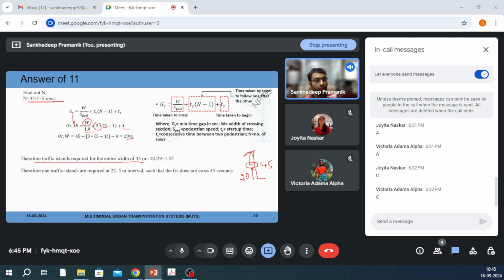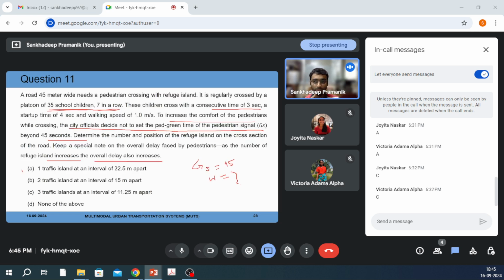So by providing only one refugee island, our condition will be satisfied. So therefore one traffic island can be provided at 22.5 meter interval, that is 45 divided by 2, just in the middle of the total width, such that GS does not cross 45 seconds. So option A, 1 traffic island is required just at the middle.